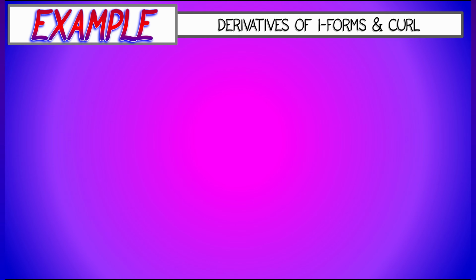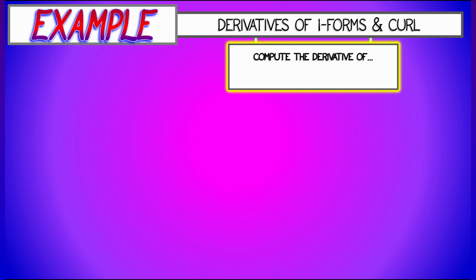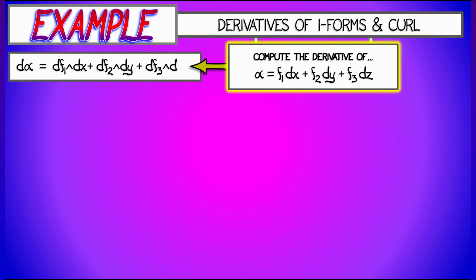Let's consider a general one-form alpha that looks like f1 dx plus f2 dy plus f3 dz. Each of these fi is a scalar field on R3. What is the derivative of this general one-form field? By this inductive definition, it is df1 wedge dx plus df2 wedge dy plus df3 wedge dz.